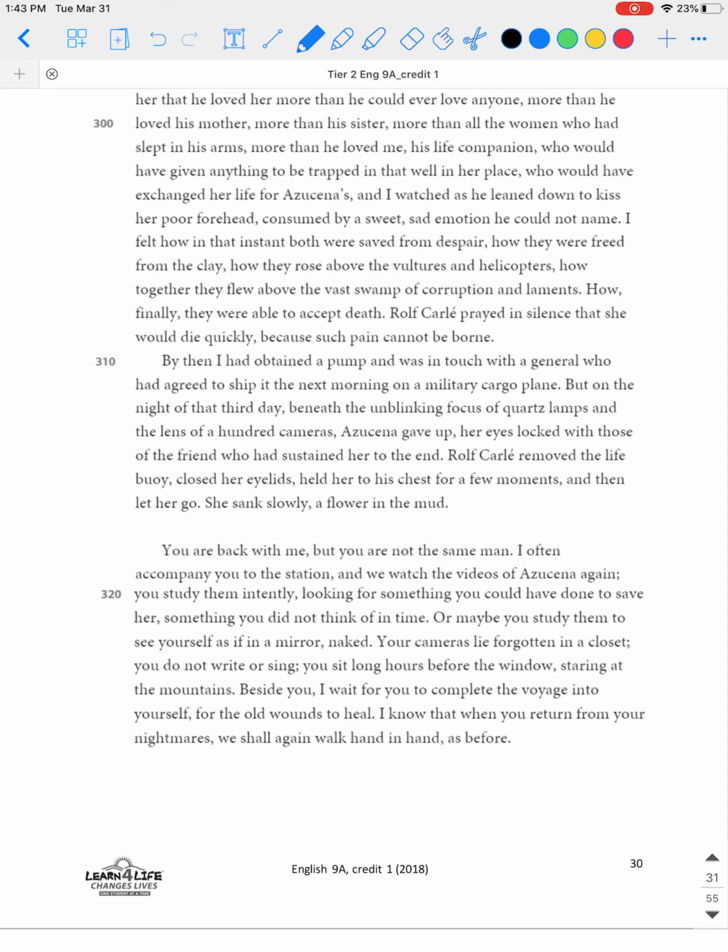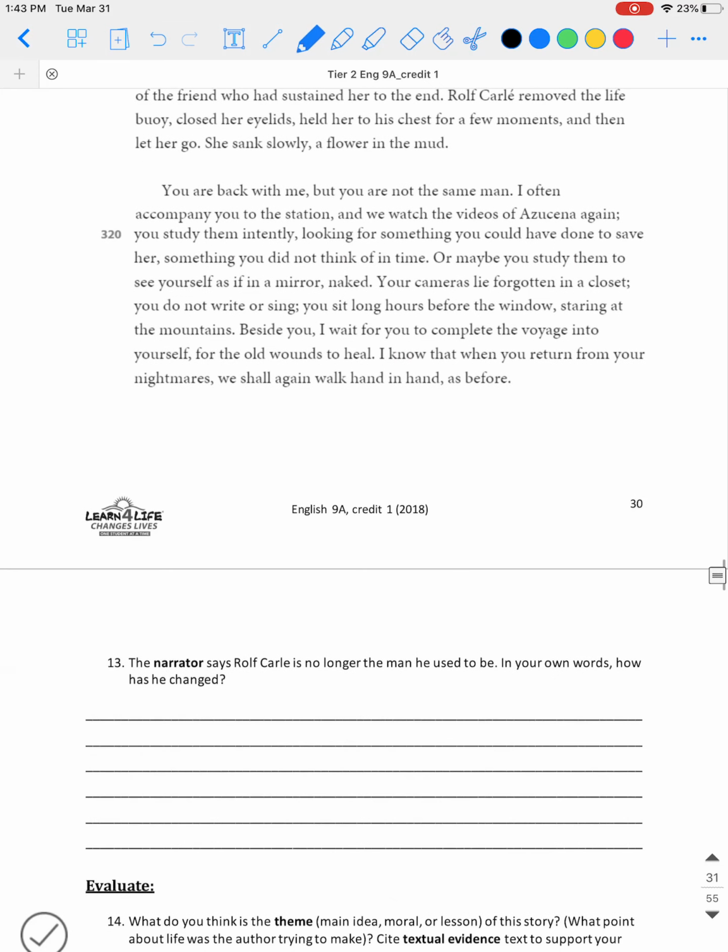But on the night of that third day, beneath the unblinking focus of quartz lamps and the lenses of hundreds of cameras, Azucena gave up, her eyes locked with those of a friend who had sustained her to the end. Rolf Karl removed the life buoy, closed her eyelids, held her to his chest for a few moments, and let her go. She sank slowly, a flower in the mud.